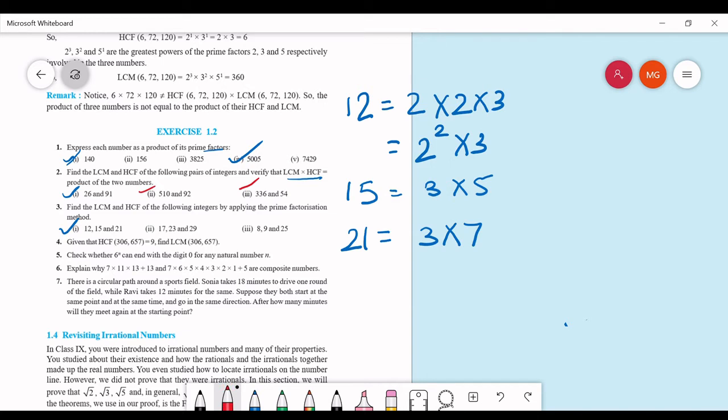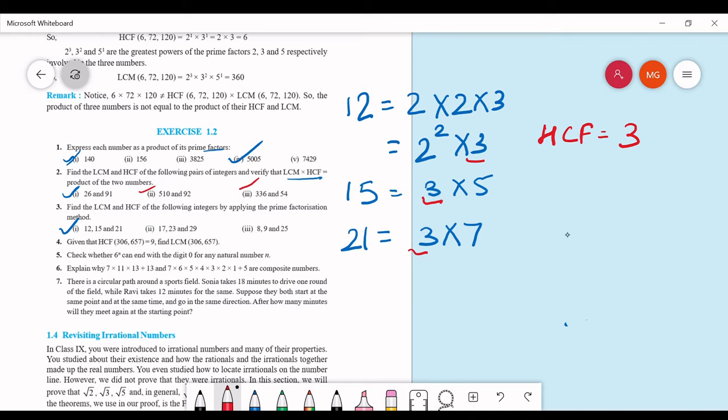Now you have to calculate LCM and HCF. So your HCF is highest common factor. So what is your highest common factor among these? You are getting 3. 3 is common in all. And what is the lowest power? Lowest power is 1. So your HCF will be 3, right?